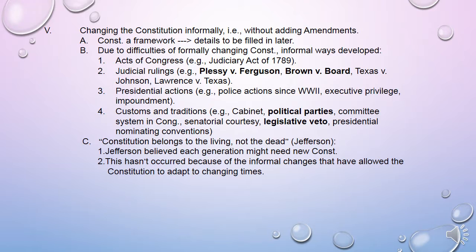Presidential actions, for example, police actions since World War II. We haven't declared war on a single country since December 8th, 1941. Executive privilege or impoundment, and we'll talk about those later. No need to worry about what they are right now. Customs and traditions, for example, the cabinet, political parties, the committee system in Congress. These things aren't in the Constitution. They've just been added.